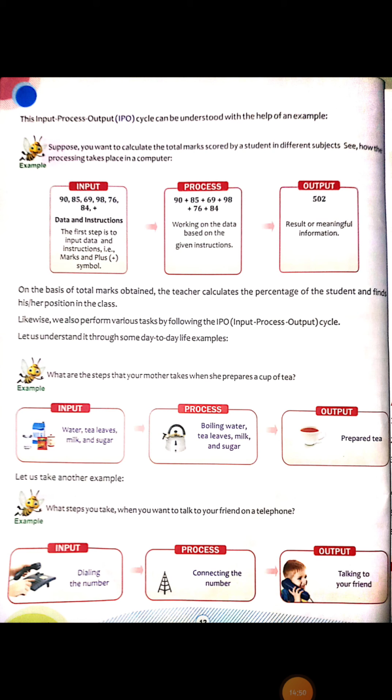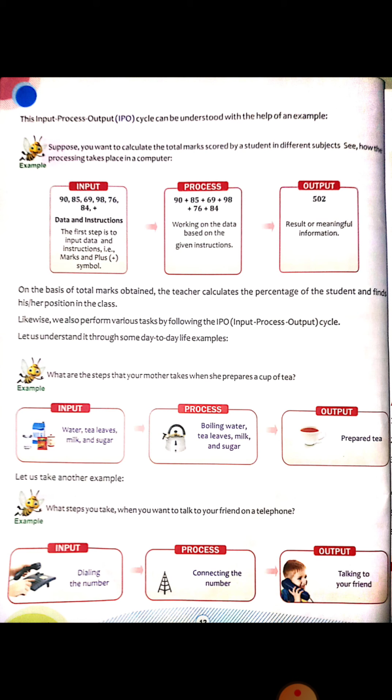Let's understand the process of input, process and output with these examples. Here 90, 85, 69, 98, 76 and 84. We have to add these. So this is called input, and the process is working on the data based on the given instructions, and the output means the result that we get, that is called output.